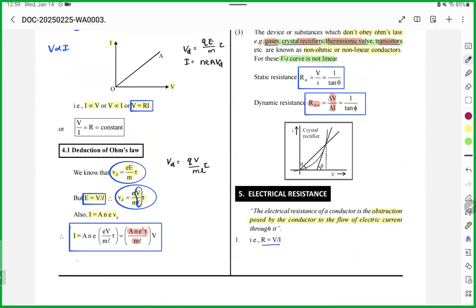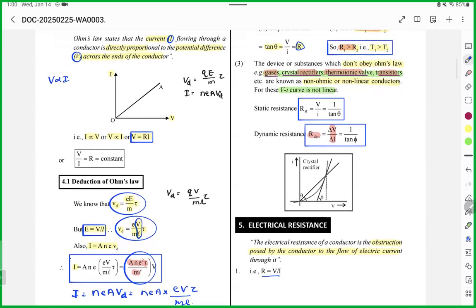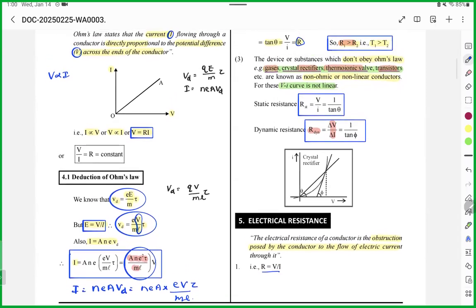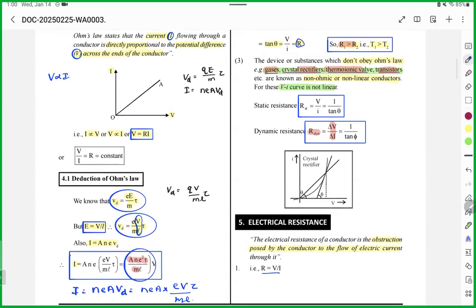And your formula of current was neAvd. So neA, same thing. What is the drift velocity formula? eVτ by mL. So your current will be equal to this. Make sense, guys? neA, ne square Aτ by mL. Yes or no? Got it?